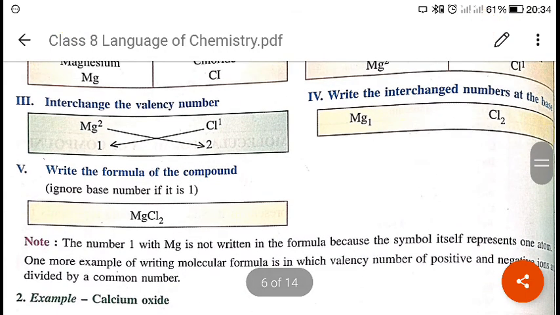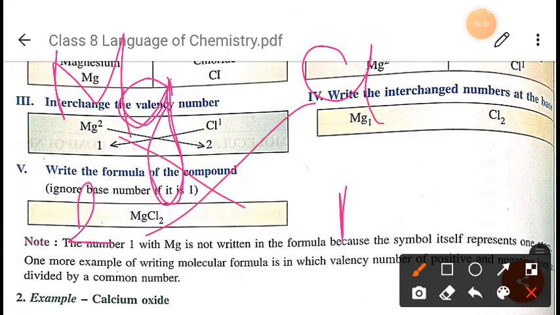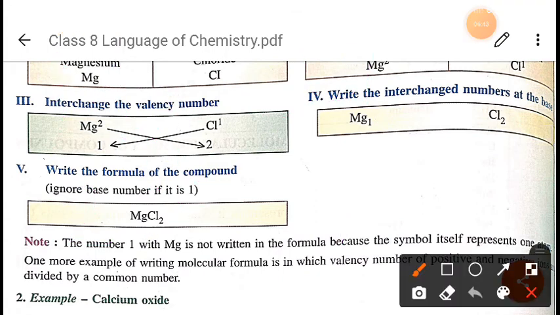Suppose magnesium is here. Magnesium has a valency of 2 plus, we write Mg 2 plus like this, and chlorine will have a valency of 1. So how do we write the formula? We will interchange the valencies. The valency which magnesium is carrying, we will shift to chlorine, and the valency which chlorine is carrying, we will shift to magnesium.